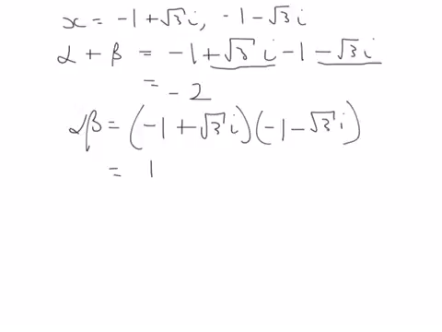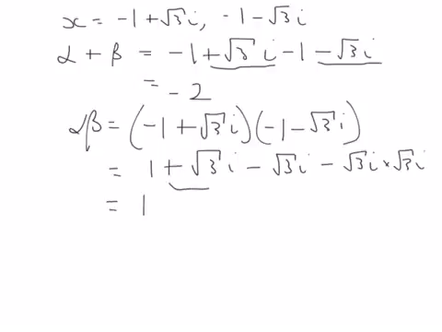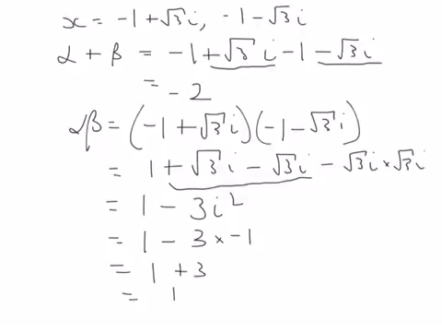The product of the roots: minus 1 plus root 3i times minus 1 minus root 3i. 1 times 1 is plus 1. Then the outer two, we get plus root 3i. The inner two, minus root 3i. And the last two multiplied together, we get minus root 3i times root 3i. So we get 1, plus and minus root 3i, they disappear. Minus root 3 times root 3 is 3, and then i squared. But remember from before, we let i squared be minus 1. So I times that by minus 1: 1 plus 3, which equals 4, which is the product of the roots.